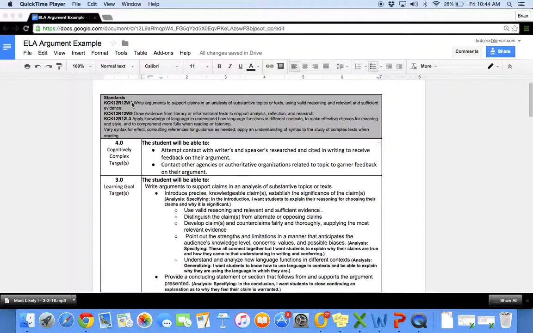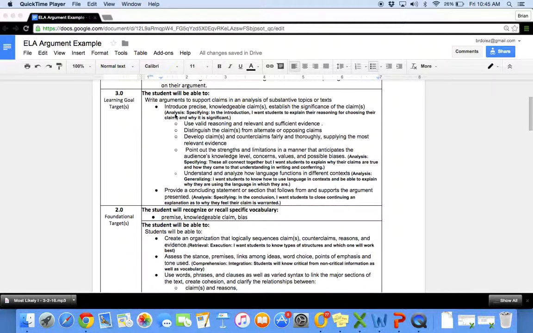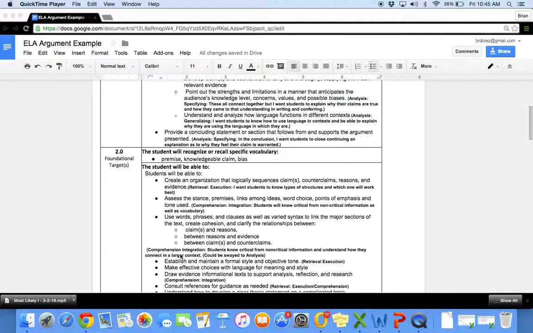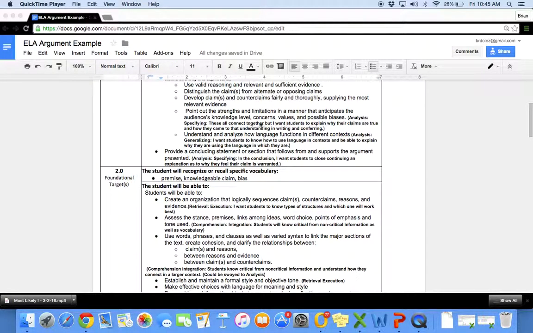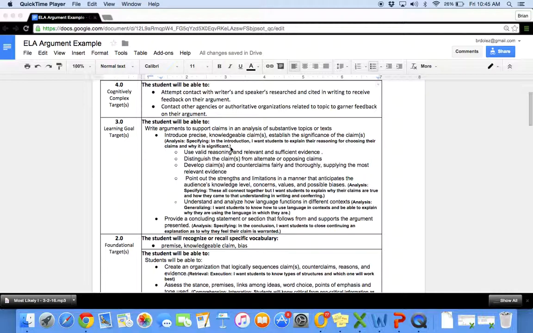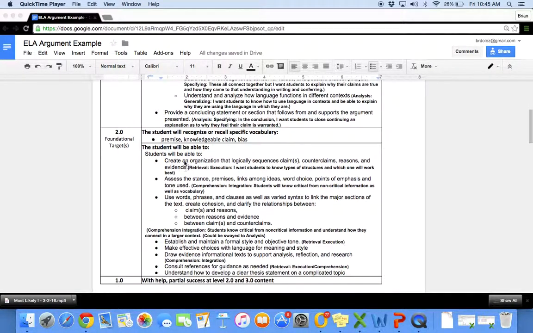I've started with W1, which is the argumentative writing standard, then W9, draw evidence from literary or informational texts, and then Language 3, which is knowing how language functions in different contexts. So I took those standards, unpacked them using the taxonomy, creating a scale from simple to complex. I've given some rationales and reasonings as to why I put them at the learning goal level of analysis and where I felt things were more at the comprehension level of retrieval.